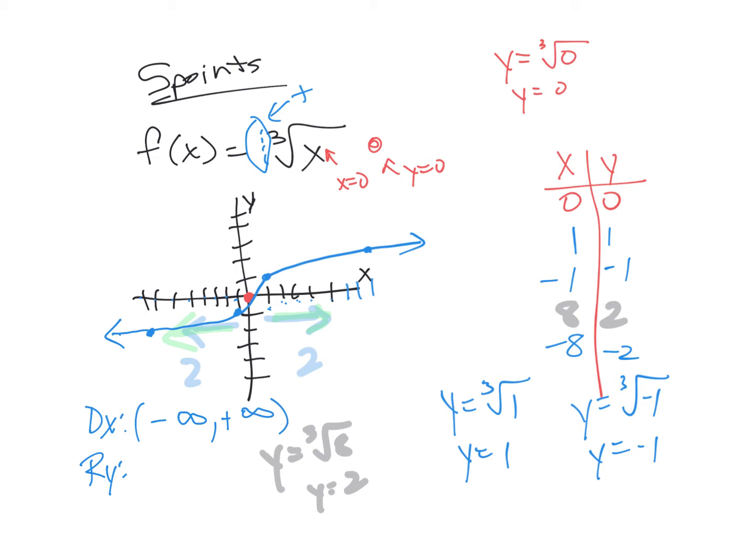And then my range values are exactly the same. They actually go from, because there's y values, and believe it or not, they're going up and out, right? They go from -infinity to +infinity as well. All right, so I'm going to do a couple others.